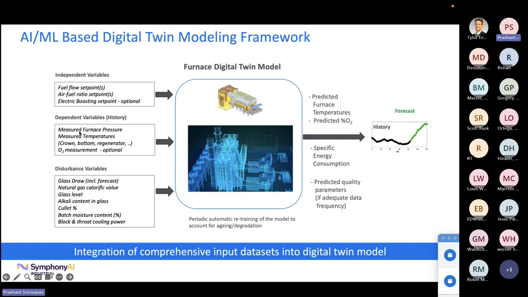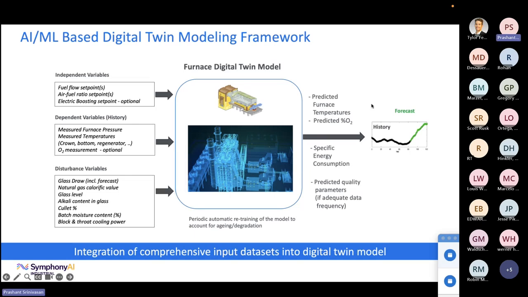And then the dependent ones are really the history of the key process parameters like the furnace pressures, furnace temperatures, and the crown bottom, etc., as well as O2 measurements. And then the disturbances are the glass throughput, because you have product changes and throughput changes, and the gas calorific value. The glass level is considered a disturbance here, and also the chemical composition of the glass and the moisture content and so on.